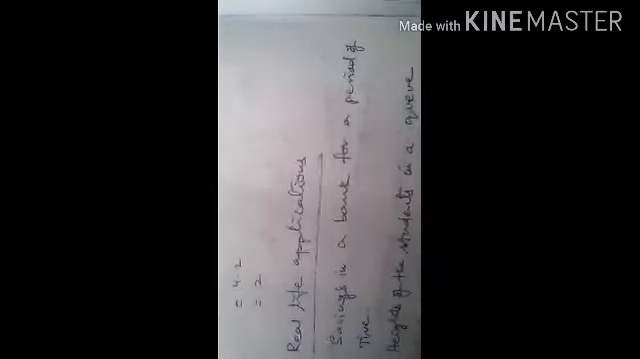So let's see one example. 2, 4, 6, 8, 10 and so on. Here we are finding the common difference. Common difference is equal to a2 minus a1. We'll get 4 minus 2, which is equal to 2.